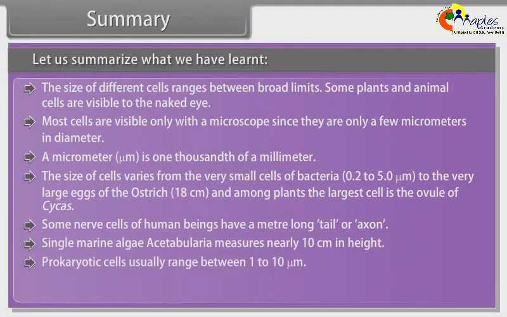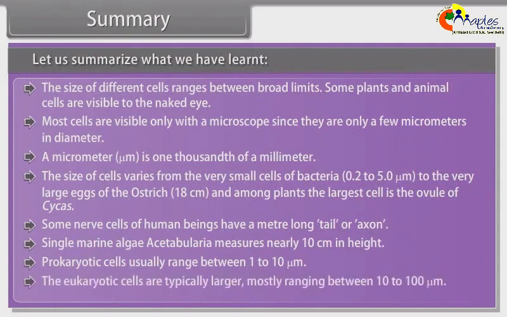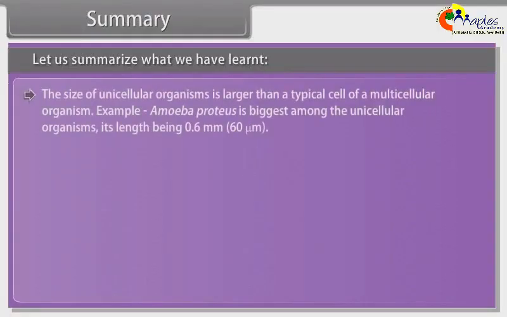Prokaryotic cells usually range between 1 to 10 micrometer. The eukaryotic cells are typically larger, mostly ranging between 10 to 100 micrometer. The size of unicellular organisms is larger than a typical cell of a multicellular organism. Example, Amoeba proteus is biggest among the unicellular organisms, its length being 0.6 millimeter, that is 600 micrometer.